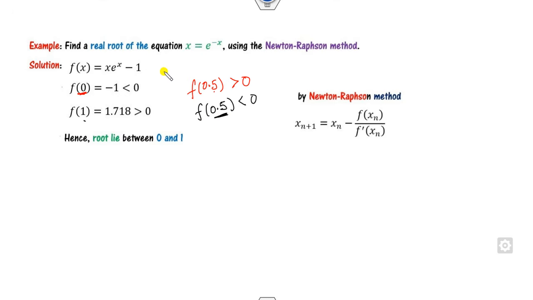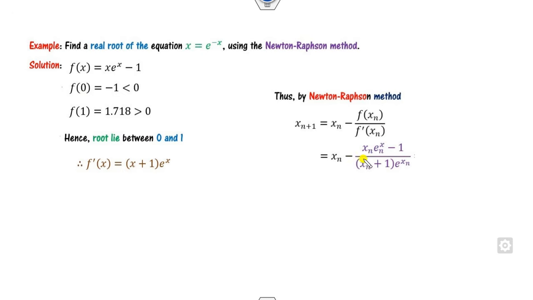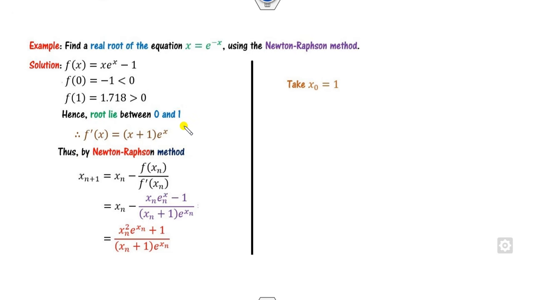Now we can find the derivative of this function f, which comes to be here. Substitute this value here, we can get this expression. If I take the LCM, does anything cancel out? Yes, this value will be cancelled out, so I can take the LCM as here. Now you can choose any number between 0 and 1. So let's say you take x naught as 1.